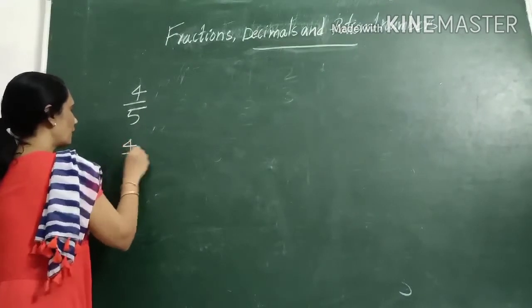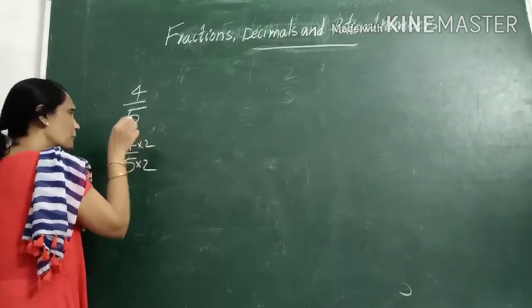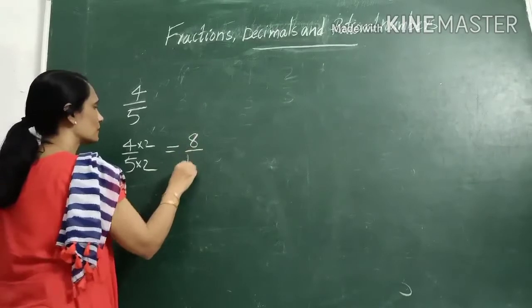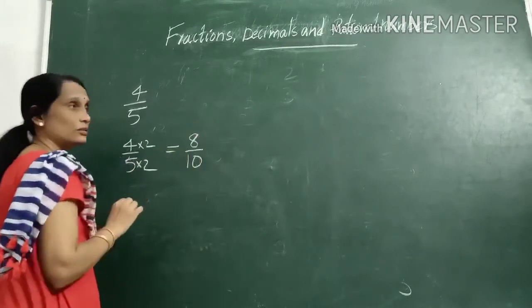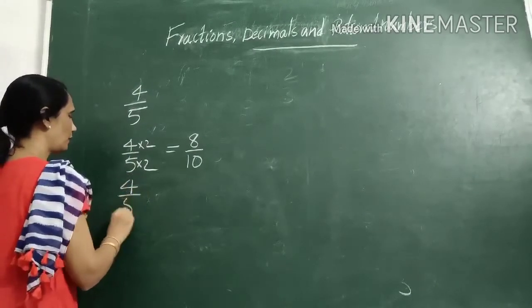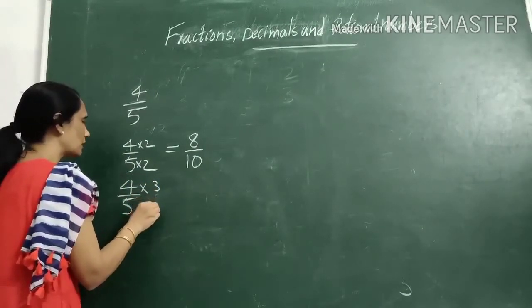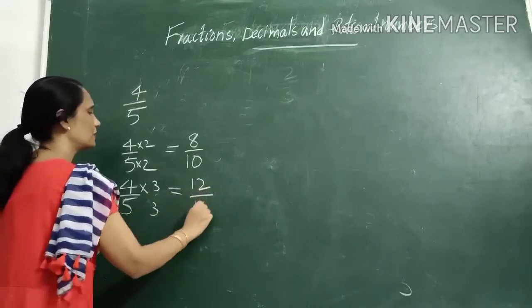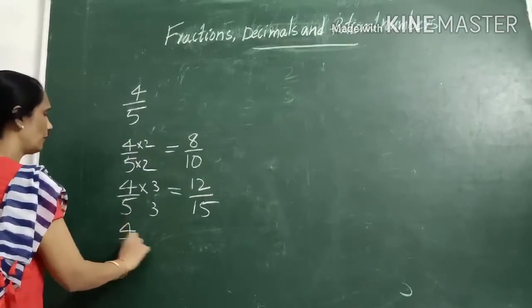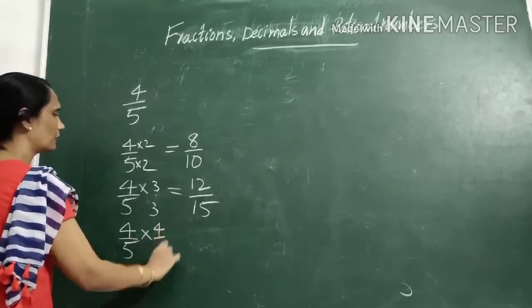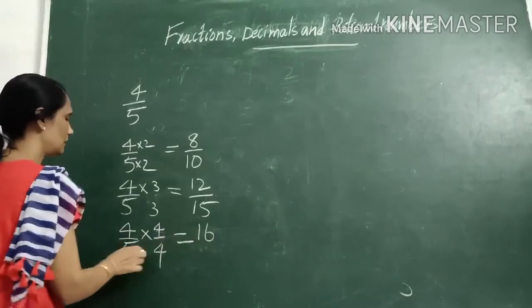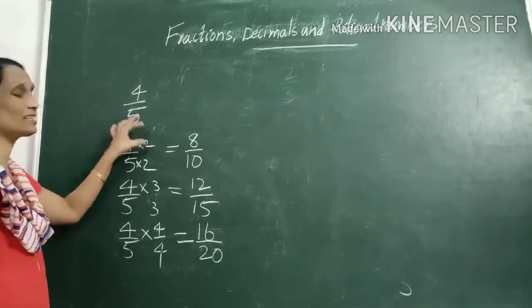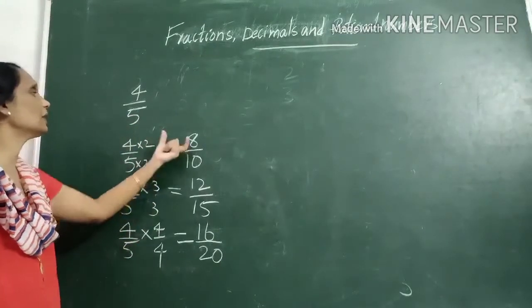So 4 by 5 into 2. Multiply both numerator and denominator by the same number. 4 2s are 8, 5 2s are 10. This is an equivalent fraction. Now again 4 by 5, multiply by 3 on both numerator and denominator. We get 4 3s are 12, 5 3s are 15. Next, 4 by 5 multiplied by 4: 4 4s are 16, 5 4s are 20, and so on. Like this you can multiply both numerator and denominator.